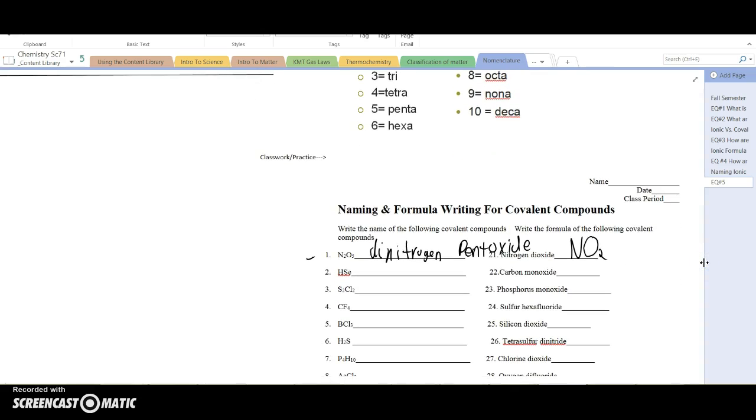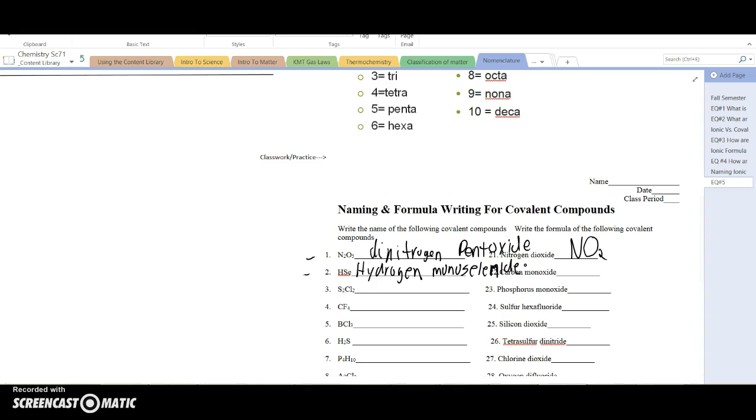The only catch is when dealing with one of each thing. So if we look at our second example, HSe, I do not use a prefix or the prefix mono for the first element. So just like we saw here with nitrogen dioxide, it's not mononitrogen, it's just nitrogen. So this is just hydrogen. But if I only have one of the second element, I am going to use the Greek prefix, mono. So then this would be monoselenide. So hydrogen monoselenide.